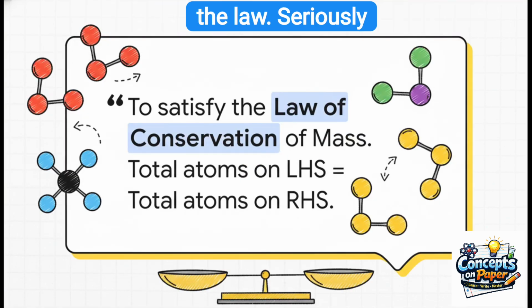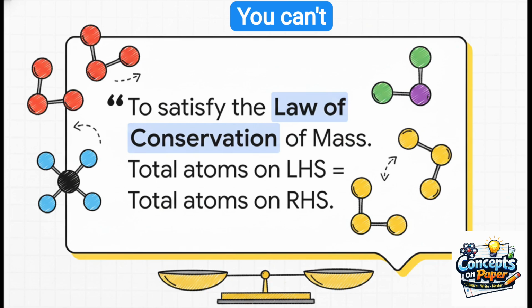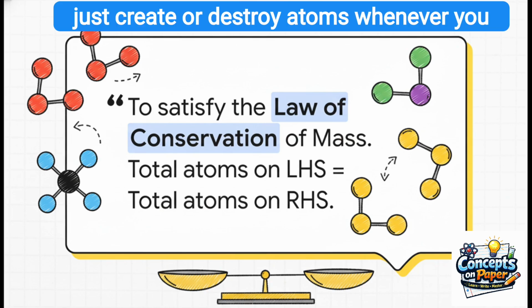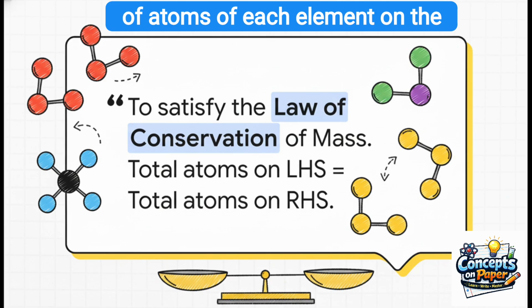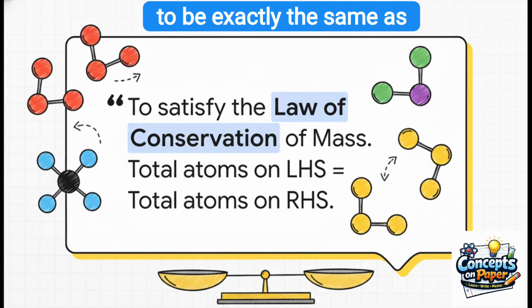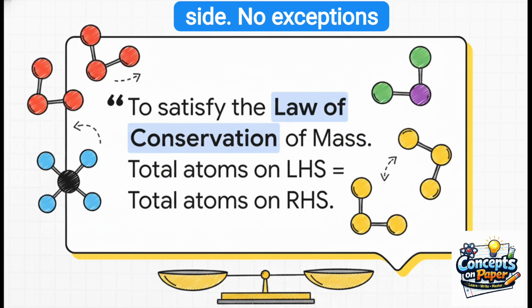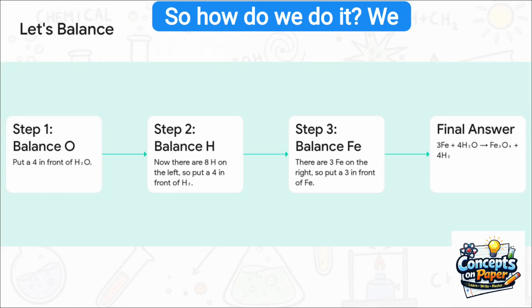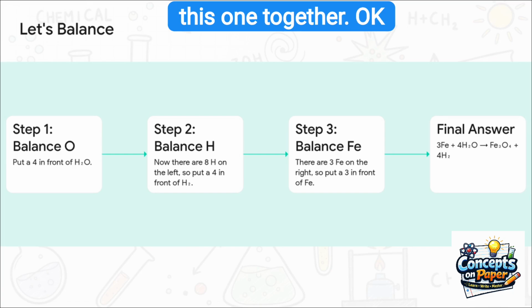It is the law. Seriously, it's the law of conservation of mass, which is a fundamental rule of how our universe works. You can't just create or destroy atoms whenever you feel like it. So the bottom line is, the number of atoms of each element on the left side of the arrow has to be exactly the same as the number of atoms on the right side. No exceptions. So how do we do it? We use what's called the hit and trial method. Let's walk through this one together.